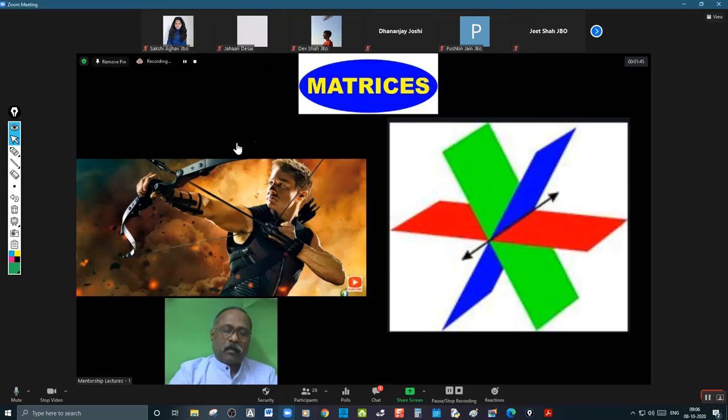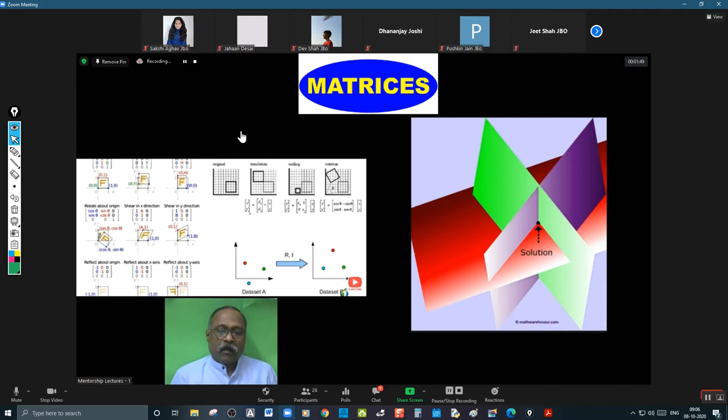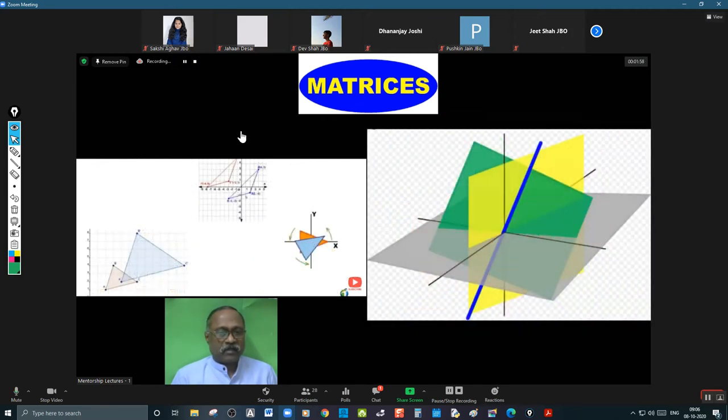Further, in your professional career, if you go for any software, computer, and software applications, then you will have much more applications of matrices.